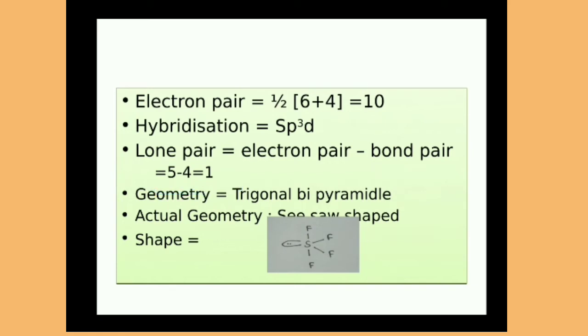Geometry will be distorted trigonal bipyramidal, and the actual geometry is seesaw shaped. I will tell you how a seesaw is drawn. A seesaw can be drawn like this: SF4, with fluorine and fluorine. This is a seesaw, and there is one lone pair present at the equatorial position.